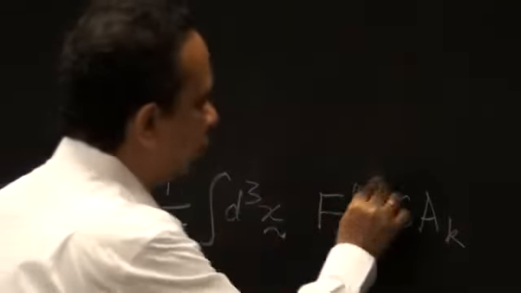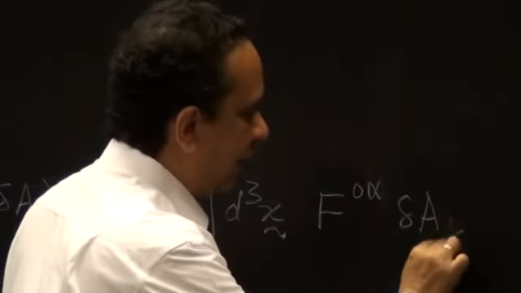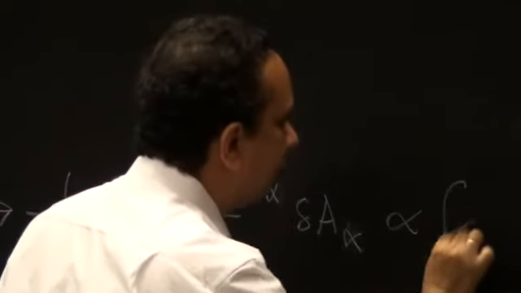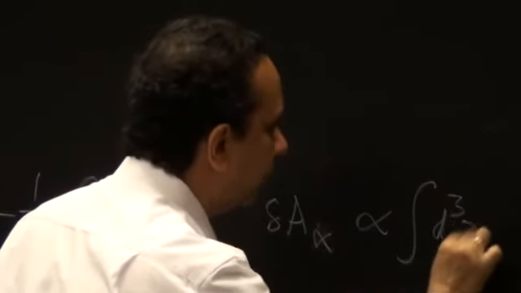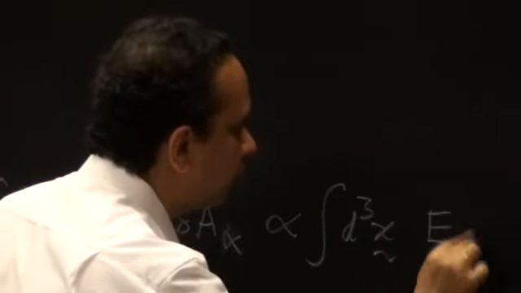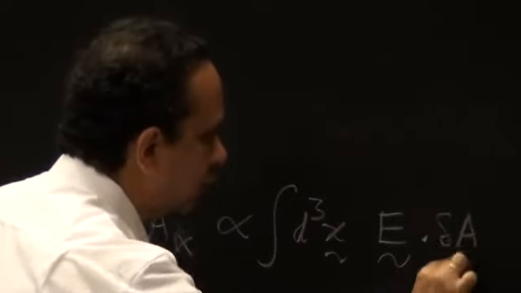The first point you note is that because of the antisymmetry of F, only the spatial parts contribute. This is F^0alpha and this is A_alpha. And F^0alpha, you know, is an electric field. So this is proportional to integral d3x, except for constants, E dot delta A. This is a nice result. It is rather unfortunate that it is not often discussed in textbooks.